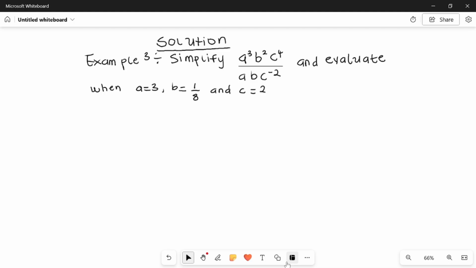So the example says, simplify a raised to the power 3 times b raised to the power 2 times c raised to the power 4 all over a times b times c raised to the power minus 2 when a is equal to 3, b equals 1 over 8 and c is equal to 2.